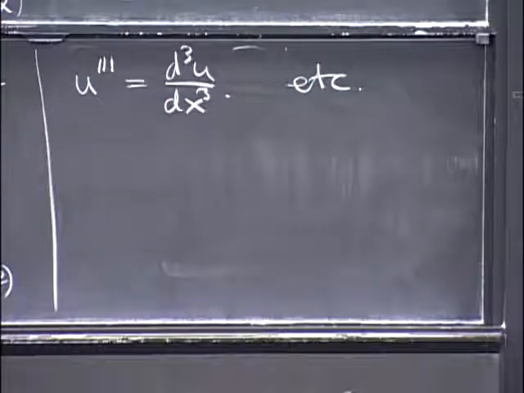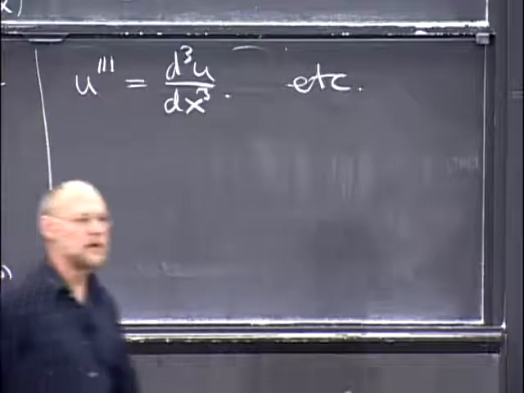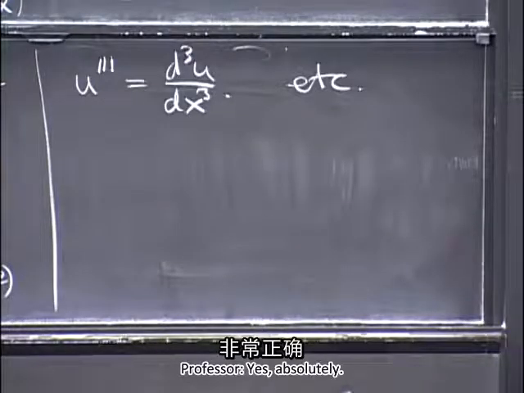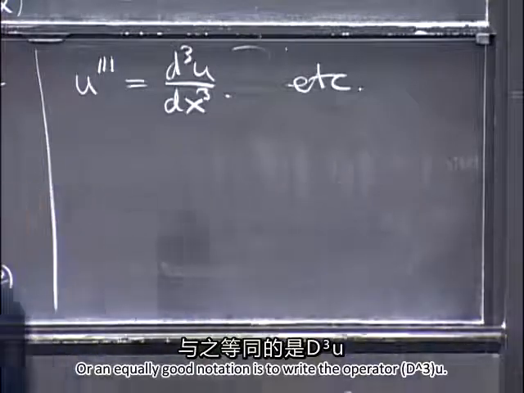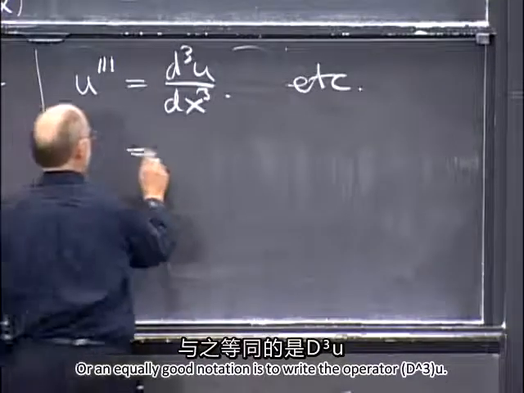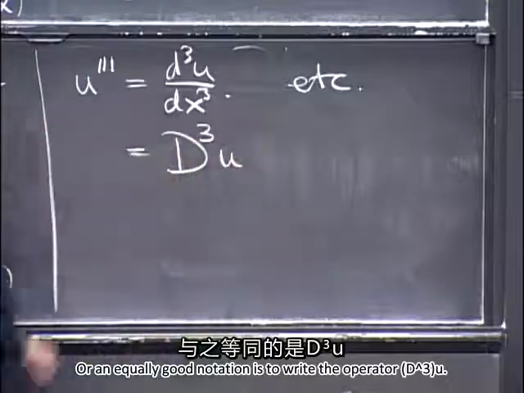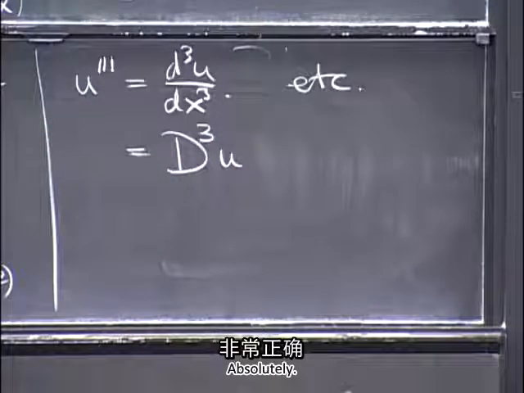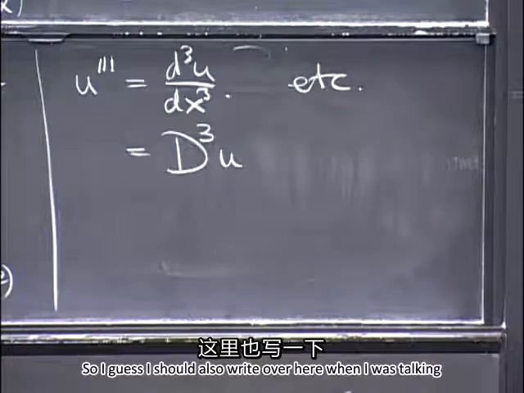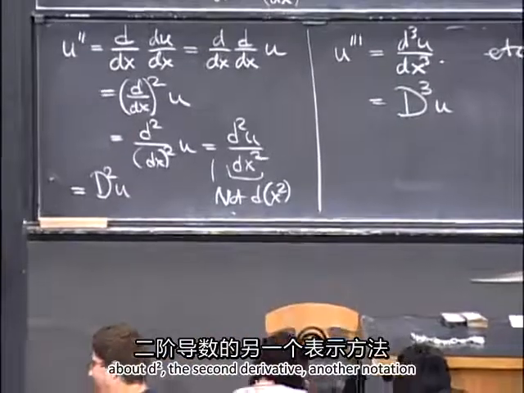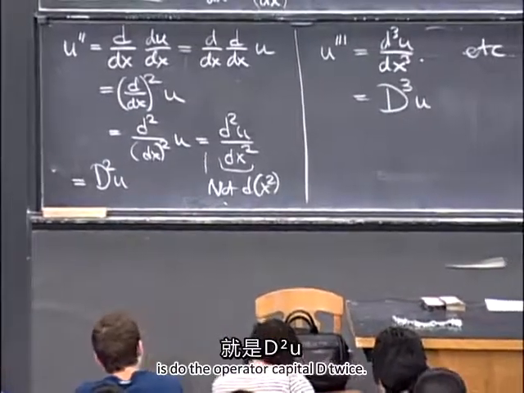Sorry? Somebody's talking. Yes, absolutely. Or an equally good notation is to write the operator, capital D, done 3 times to u. So I guess I should also write over here, when I was talking about d squared, the second derivative, another notation is do the operator, capital D, twice.